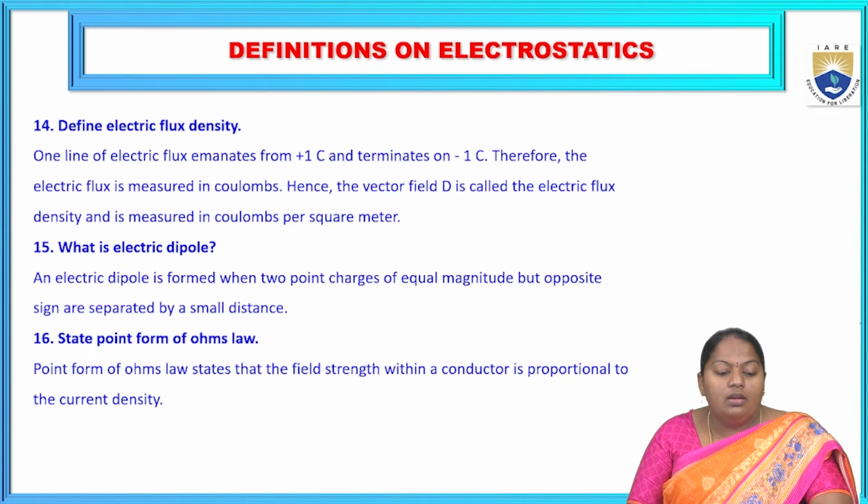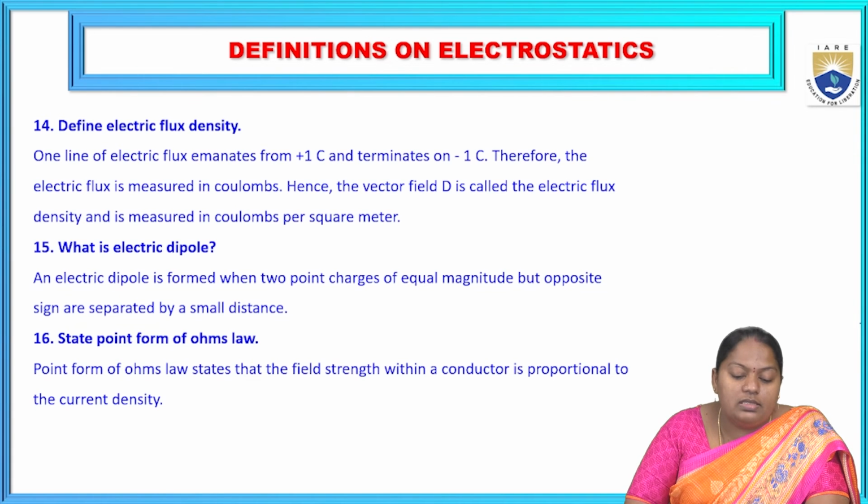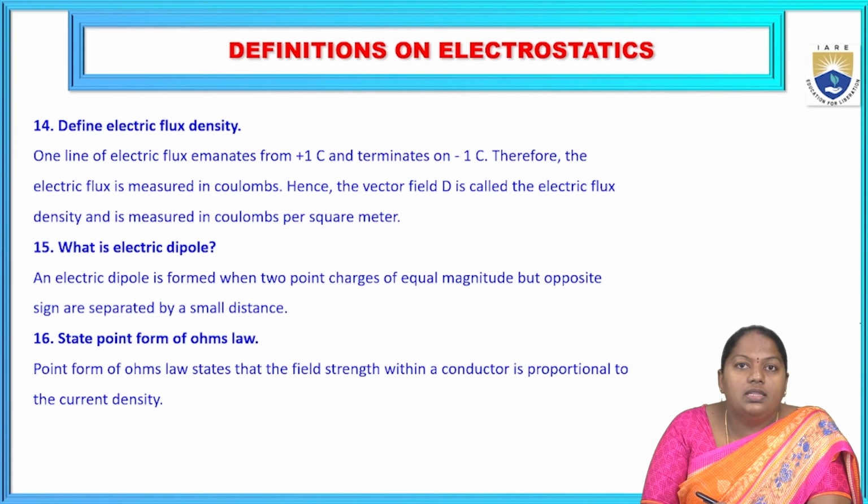Next, define electric flux density. Then what is an electric dipole? And after that, the point form of Coulomb's law. First, we are going to learn what is electric flux density. So, electric flux density can be measured. Generally, electric flux means flux. How can you define this?